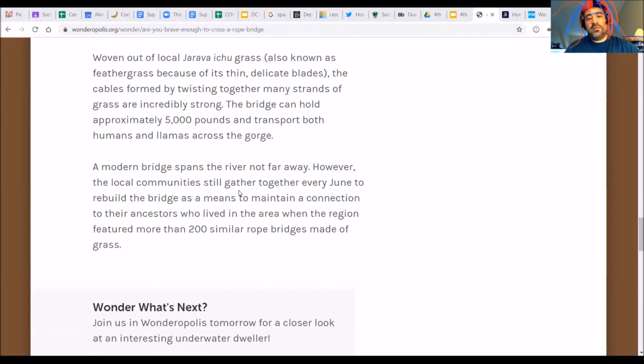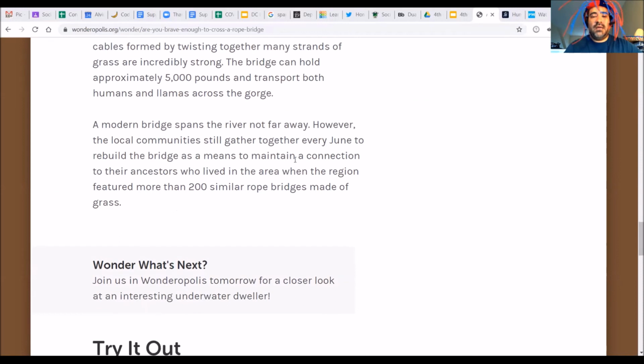However, local communities still gather together every June to rebuild the bridge as a means to maintain a connection to their ancestors who lived in the area when the region featured more than 200 similar rope bridges made of grass. And there's a modern bridge maybe a couple hundred yards away, maybe even not that far, but because of their perspective, they're saying, we still want to hold value. That is something that we want to continue teaching our children so it won't get lost. That to them is very, very special.